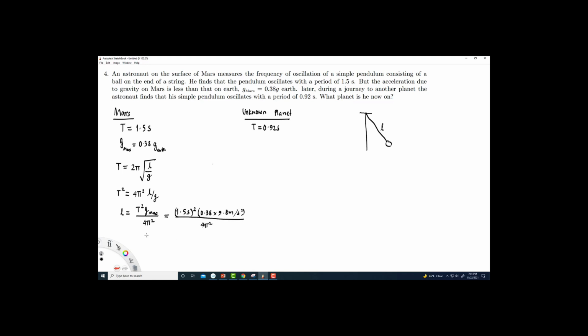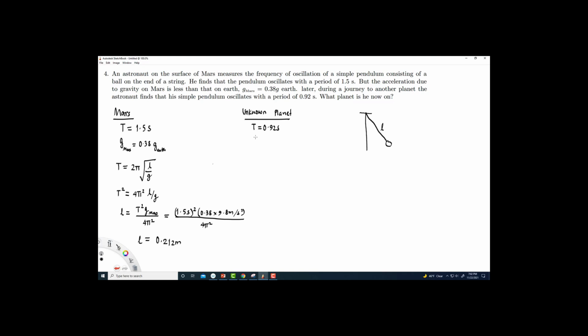So let's find what that value is. So that's 1.5 squared times 0.38 times 9.8, that divided by 4 pi squared. So that gives me 0.212 meters. So that's the length of the pendulum, and the length doesn't change.